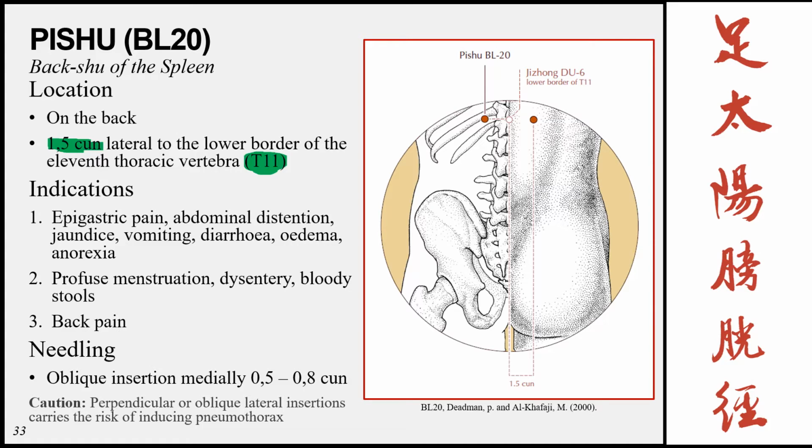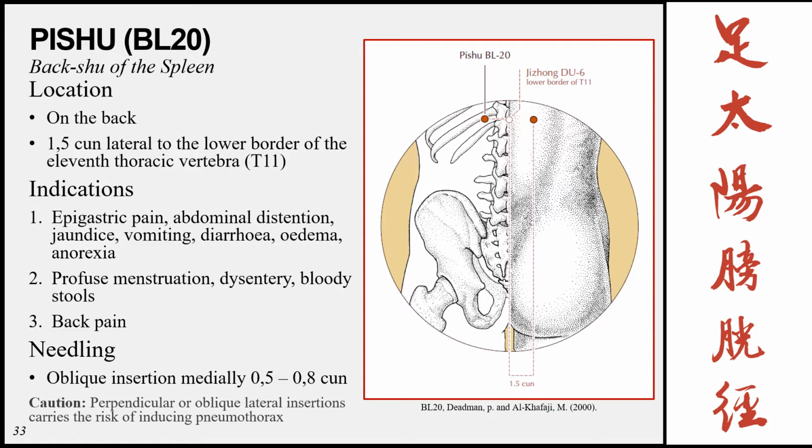And then the indications, if we look at this point, we can see it's the back shu of the spleen. So this means it can treat disorders of the spleen and stomach, as they are a ZHONGLUSHU pair. And therefore we can see the kind of symptoms such as epigastric pain, abdominal distension, jaundice, vomiting, diarrhea, edema, and anorexia, which are all related to disorders of the spleen and stomach. And then it can also be used for bleeding disorders. This is things such as profuse menstruation, dysentery, bloody stools, and then also because of its location, it can be used for back pain. Insertion, oblique insertion medially, 0.5 to 0.8 cun.